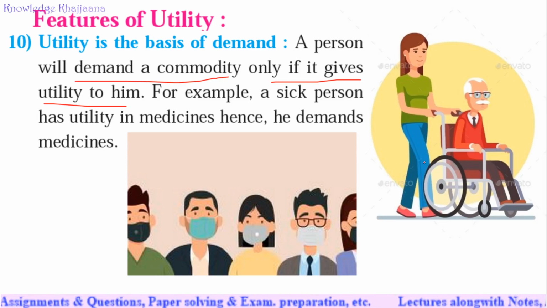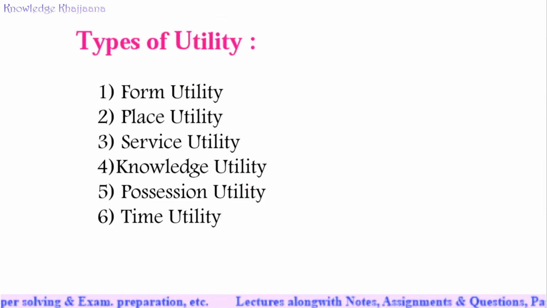See, a sick or handicapped person will have more utility from a wheelchair or walker because they have more demand for it. So utility is the basis of demand. With this, we are completing the features of utility. Now let's start with the types of utility.